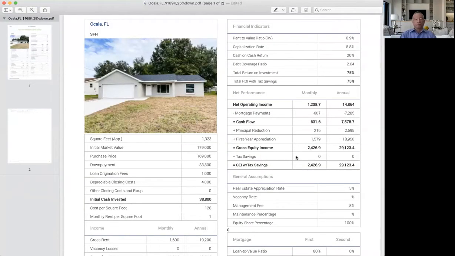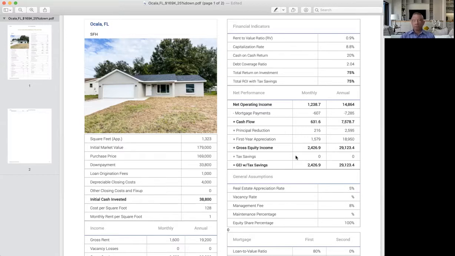I'd like to take this opportunity to share with you how to calculate cash flows and actually the three numerical metrics that all investors need to understand. And they are rent to value ratio, capitalization rate, cash on cash return, and total return on investment, which is total ROI. So I will do my best to clearly, concisely, simply explain this so investors can make an informed decision. So let me start off by saying the benchmark, okay?